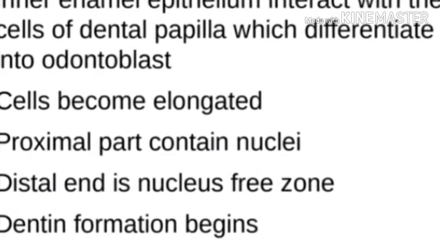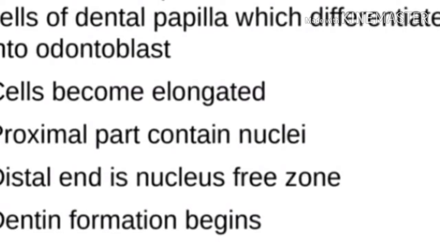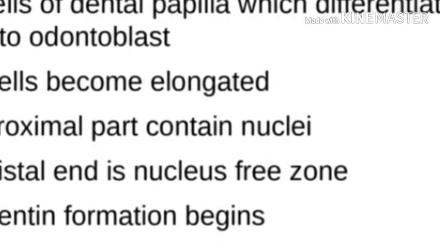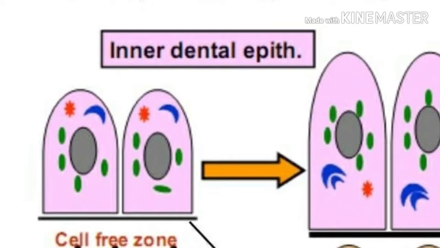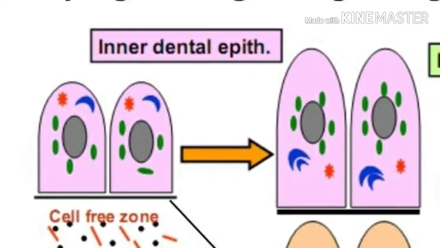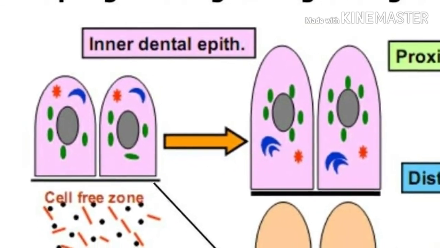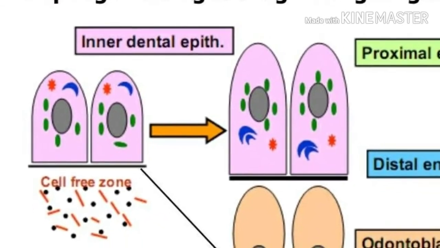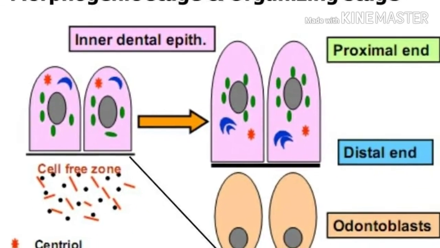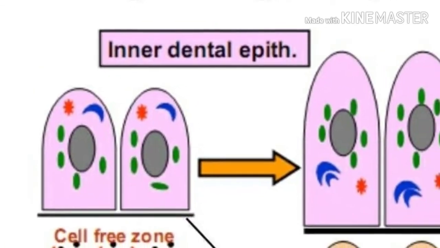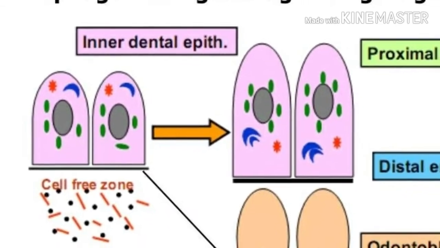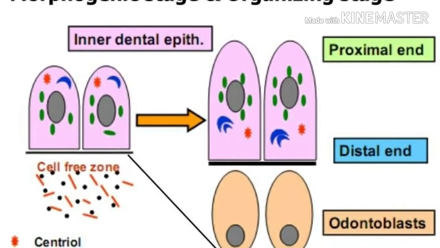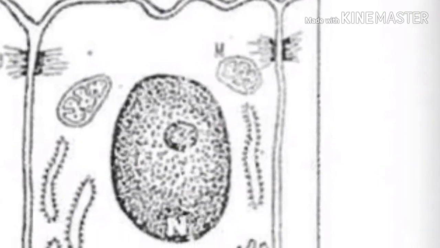In preparation for this development, a reversal of the functional polarity of these cells takes place by the migration of the centrioles and the Golgi regions from the proximal end of the cell into their distal ends. Special staining methods reveal the presence of fine acidophil granules in the proximal part of the cell. Electron microscope studies have shown that these granules are actually the mitochondria, which have become concentrated in this part of the cell. At the same time, the clear cell-free zone between the inner enamel epithelium and the dental papilla disappears, probably because of the elongation of the epithelial cells towards the papilla.